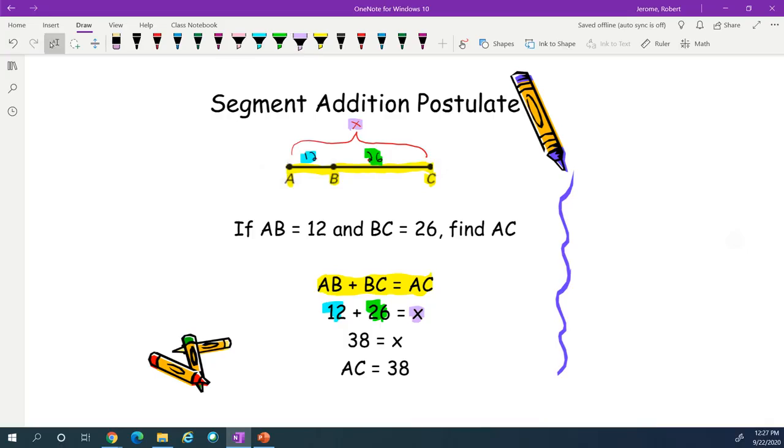Always, always write your segment addition statement, then substitute. It is really important. Do not try to do work on an equation that was not written. Write your statement, then substitute. And then algebra. So we have a geometry statement that we turn into algebra by substitution.